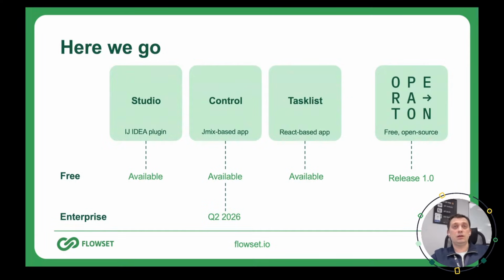And the final part of Flowset is the task list. Task list is absolutely free. You can recognize it as a Tasklist hub. It's a React-based application which can be connected to the engine, and it renders the process forms and allows users to interact somehow with the application. It works based on JSON schema, which is the typical, let's say, standard Camunda approach for building process forms. Okay, that's all about the whole portfolio of our products.